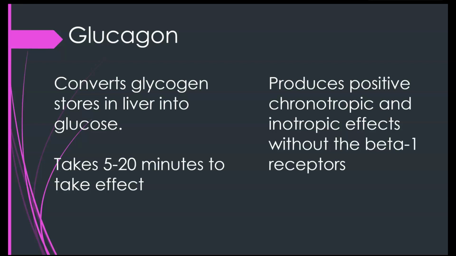Glucagon is also used in beta blocker overdoses because it does produce cardiac effects, where it increases the heart rate and the speed of electricity moving through the heart. But it bypasses the beta blockers, which is why it's so effective in beta blocker overdoses. It just stimulates the muscles themselves.